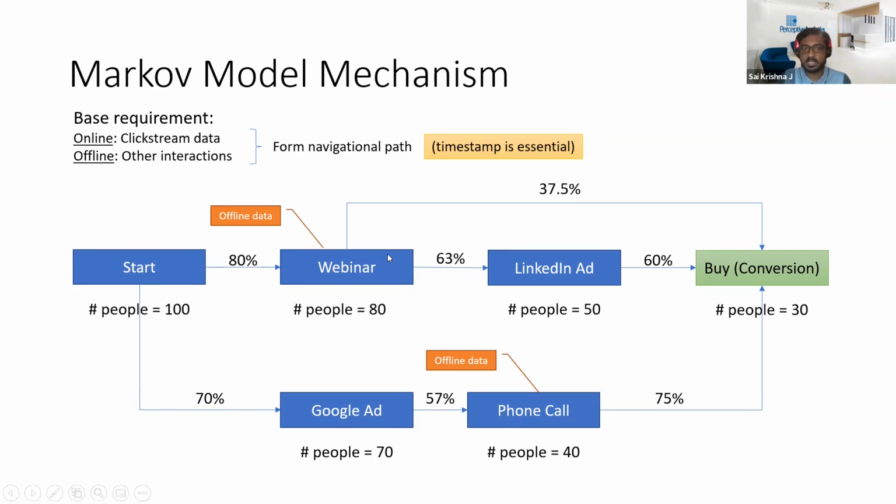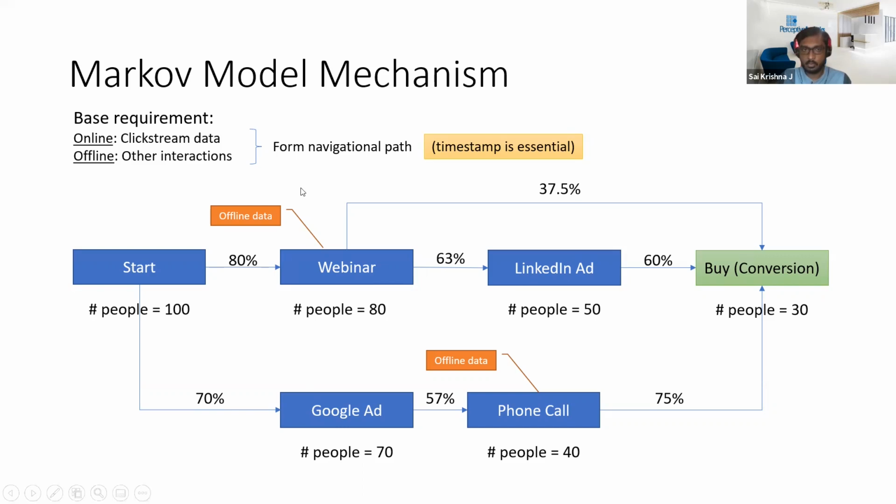So typically this webinar data details how many customers attended what webinars and how many phone calls people made, and so on. So this is offline data. The rest of the data that we have, basically the number of people who clicked on the LinkedIn ad, the number of people who clicked on the Google ad and so on, is the clickstream data or the online data.